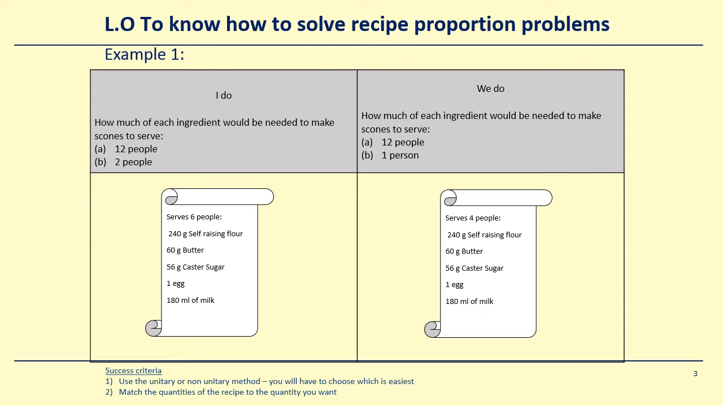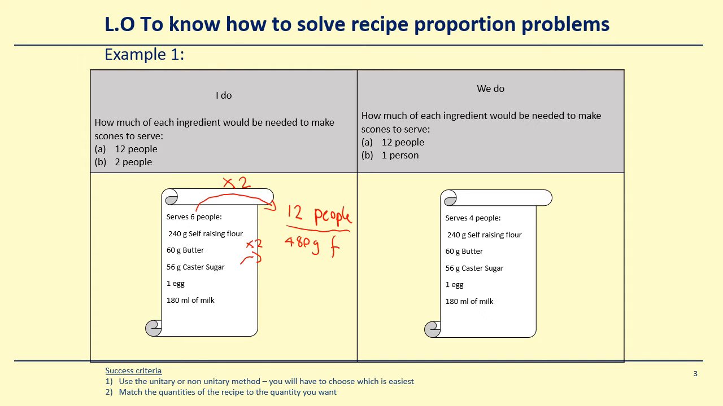So for 12 people, we need to compare 12 to 6, and obviously we know 12 is double 6, so we're multiplying the amount of people by 2. That means we're going to multiply all of these ingredients by 2 as well. So 240 times 2 is going to give me 480 g of flour.